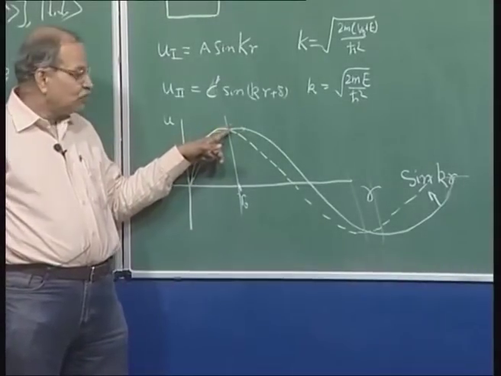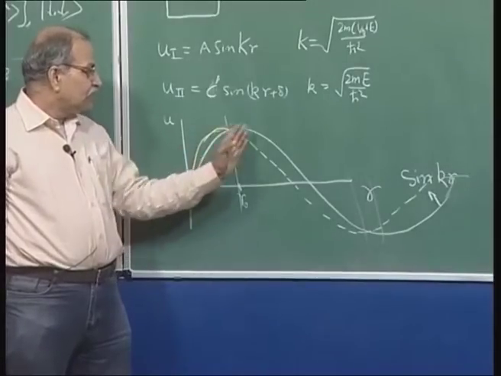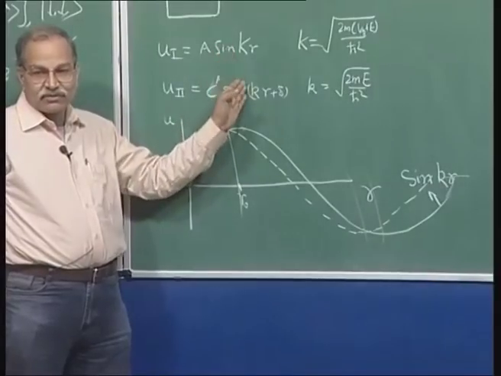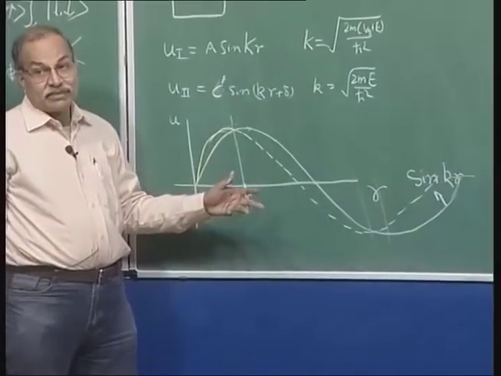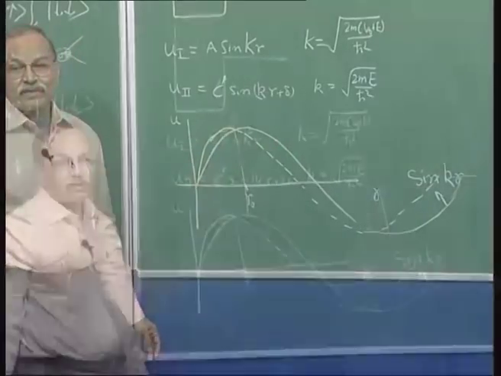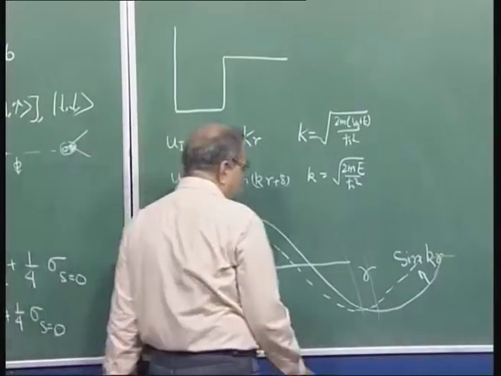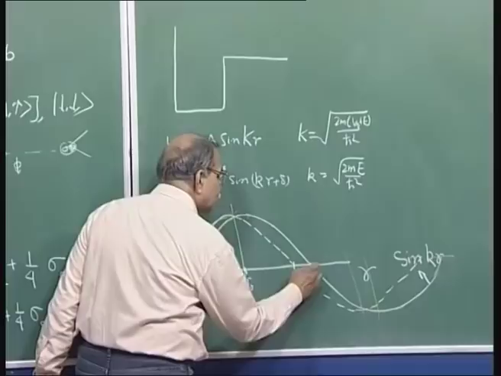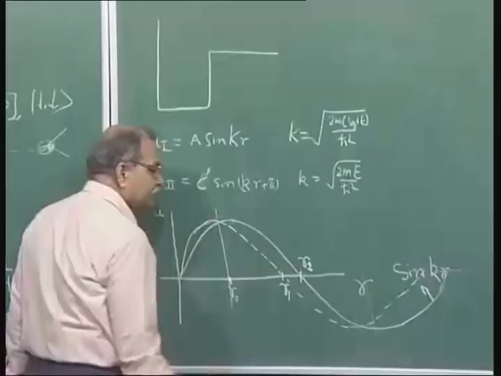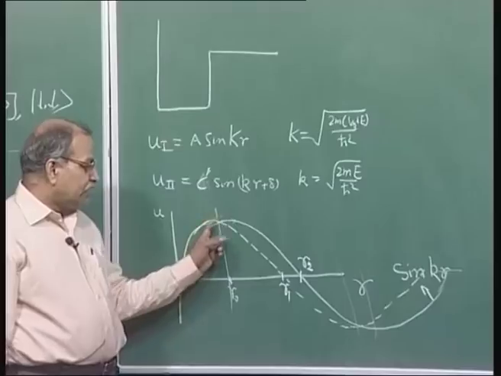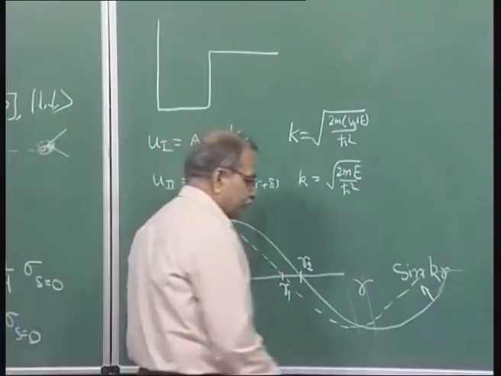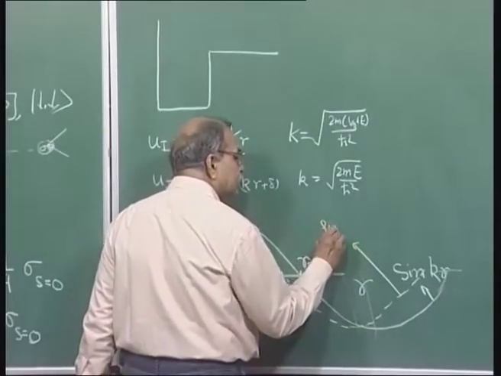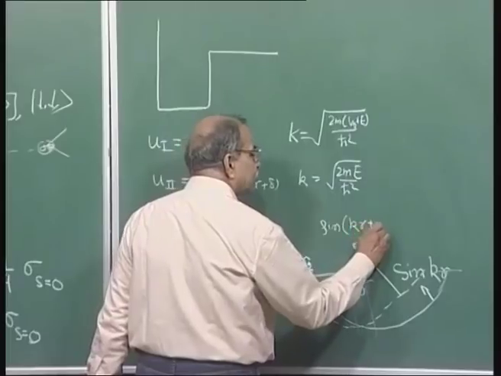The value of u in region 1 and the value of u in region 2 should be equal at r equal to r naught. They have to match, and the slope should also be matched, and therefore this is drawn in, right. So let me call this point r1 and this point r2. This I had drawn initially, sin kr, and this yellow one is sin(kr plus delta).